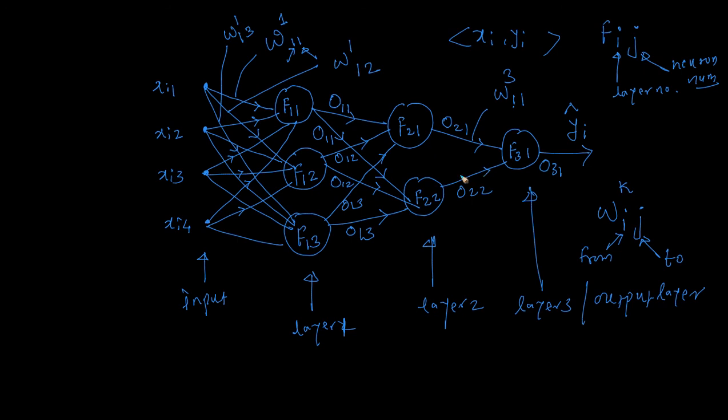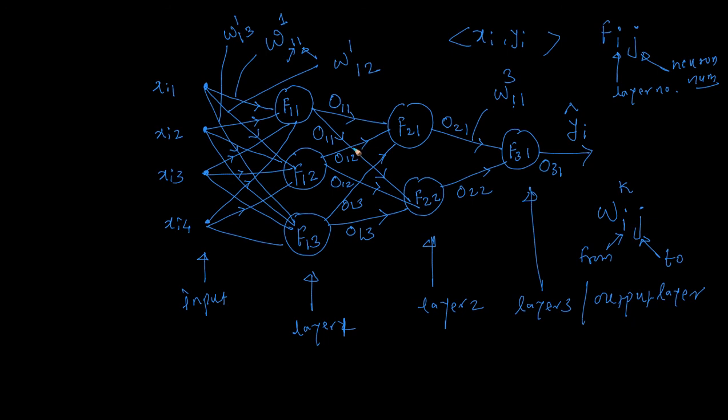Another point to note is, this input is connected to all possible neurons. This input is also connected to all possible neurons. Similarly, this output is connected to all possible neurons in the next layer. This output is also connected to all possible neurons in the next layer. So when we have such full connections, all connections, such a network is called a fully connected neural network.